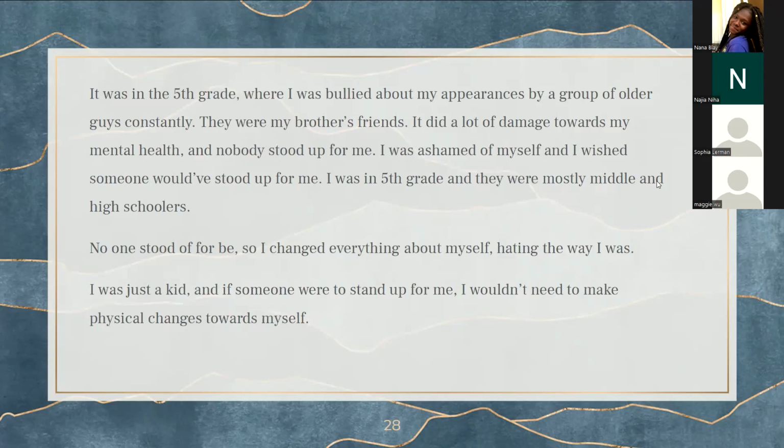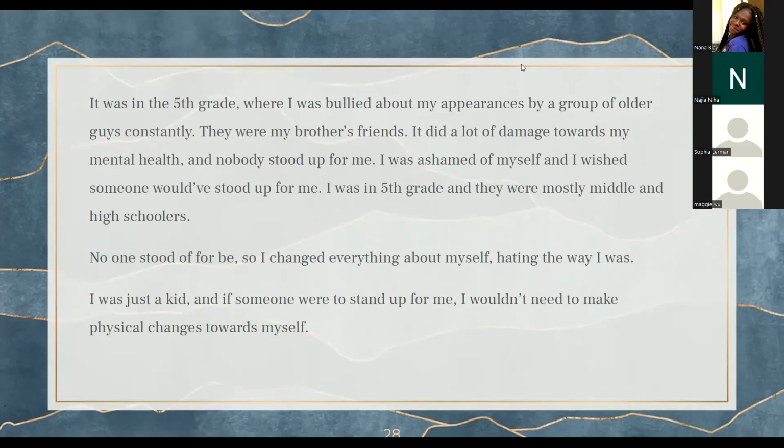But in my experience, in fifth grade, I was bullied for my appearance by a group of older guys consistently, and they were my brother's friends, and it damaged my mental health, especially when I was a kid, because nobody stood up for me. I was ashamed of myself, and I wish someone would have stood up for me. I was in fifth grade, and most of the kids who bullied me were in middle school and high school, and no one stood up for me. I felt really ashamed of myself, and I was hating everything about me. I wished someone stood up for me. My brother could have stood up for me, but he didn't, which made me make physical changes about myself.